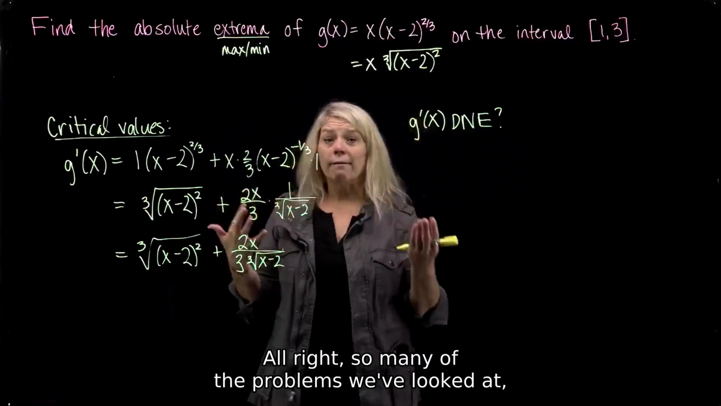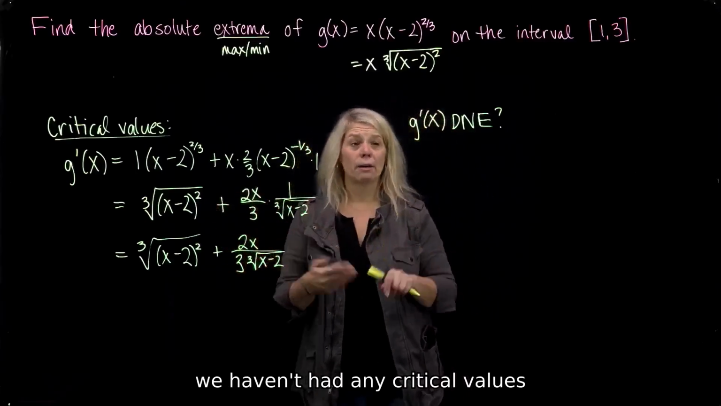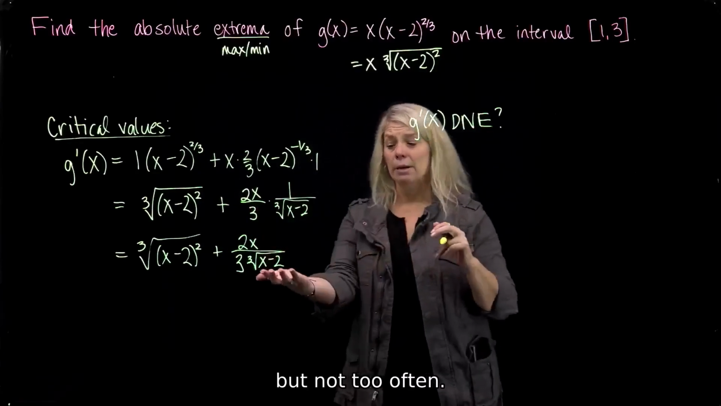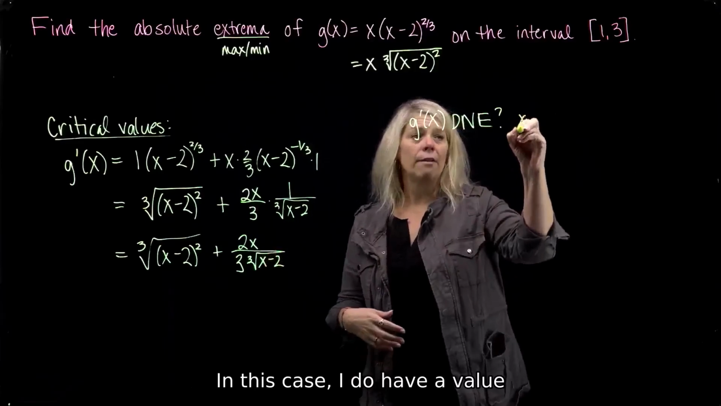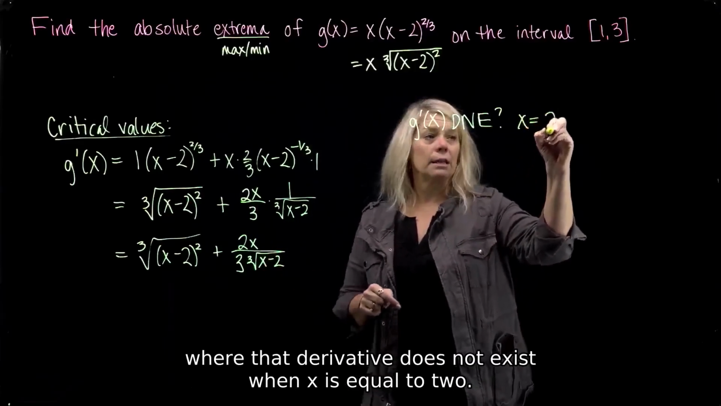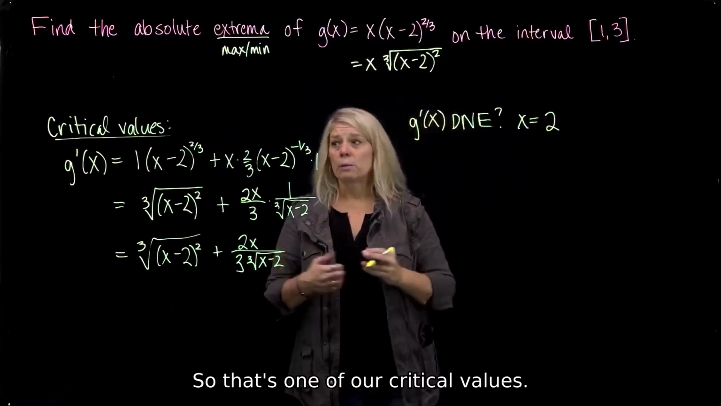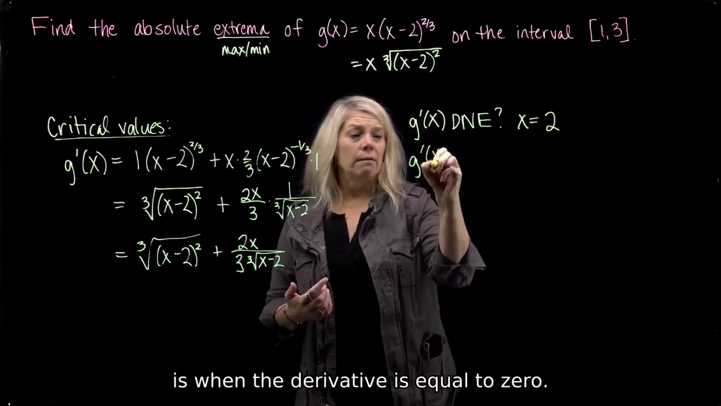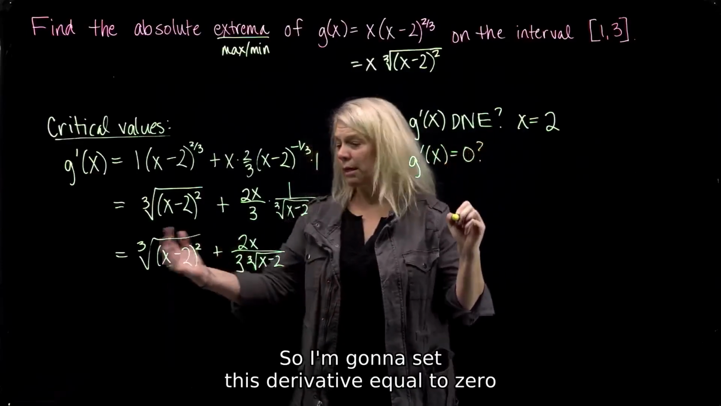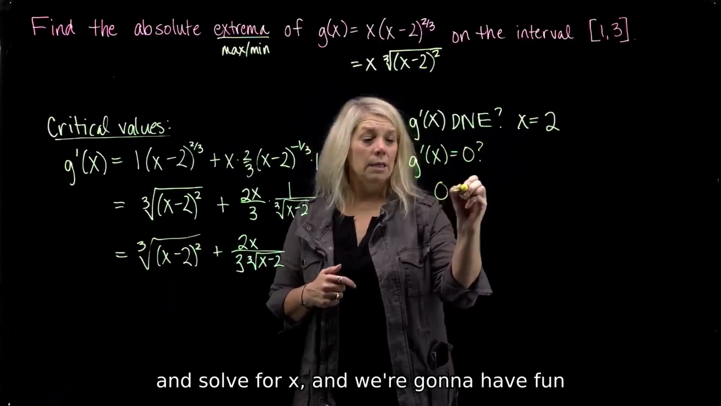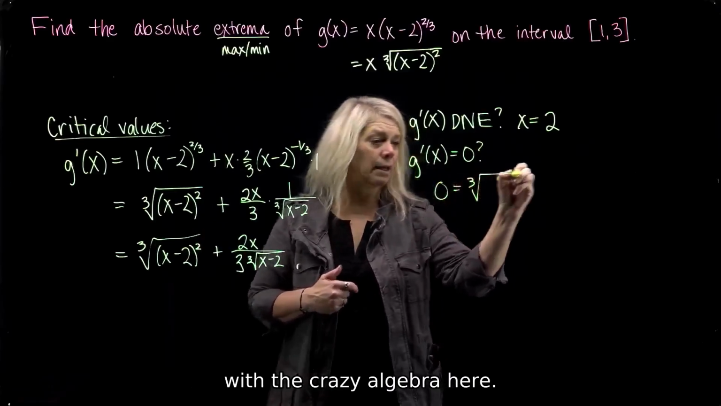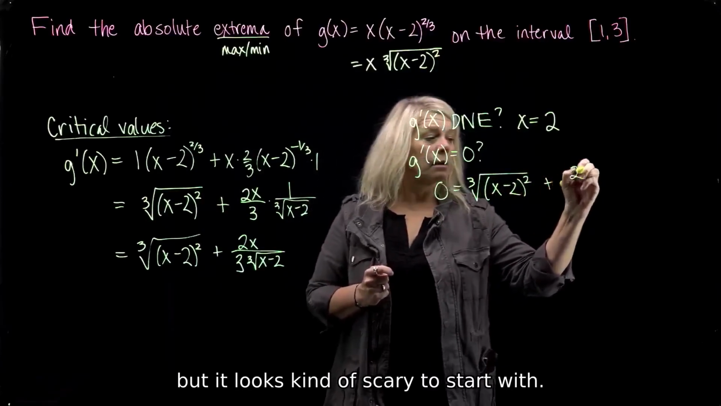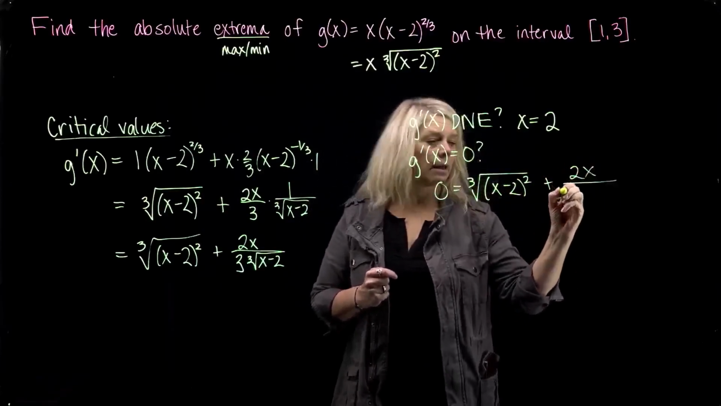All right, so in many of the problems we've looked at, we haven't had any critical values that come from the derivative not existing. Every once in a while that has happened, but not too often. In this case, I do have a value where that derivative does not exist, when x is equal to 2. So that's one of our critical values. And then the other thing I want to consider is when the derivative is equal to 0. So I'm going to set this derivative equal to 0 and solve for x, and we're going to have fun with the crazy algebra here. It's actually not too bad, but it looks kind of scary to start with.